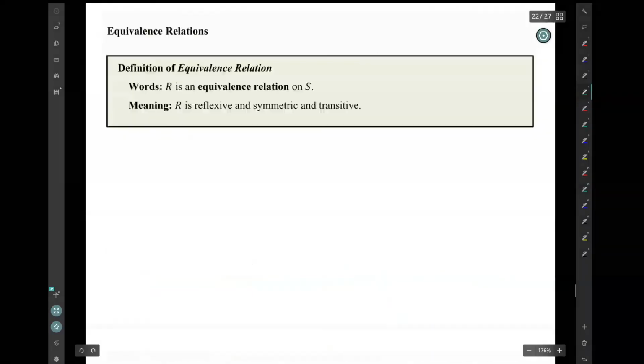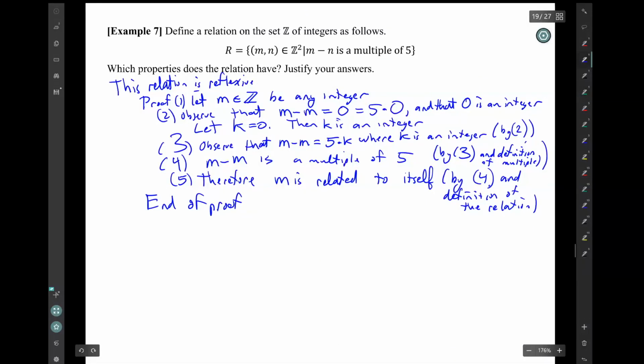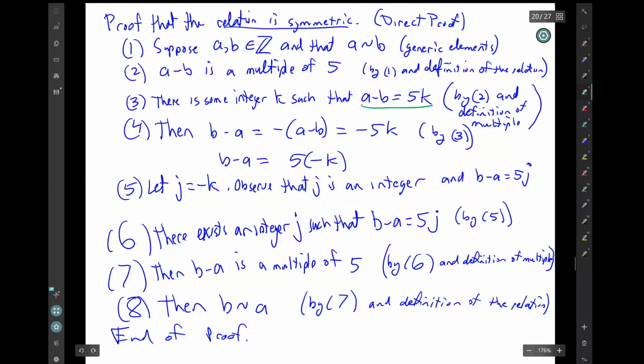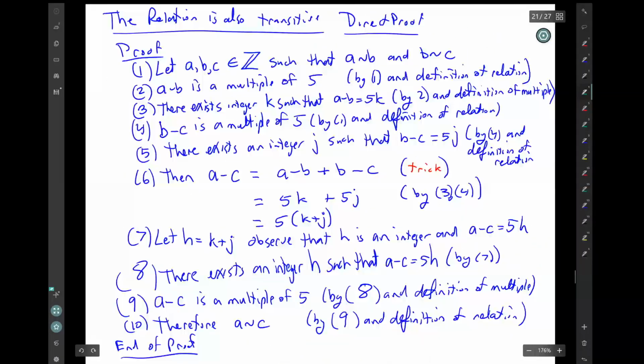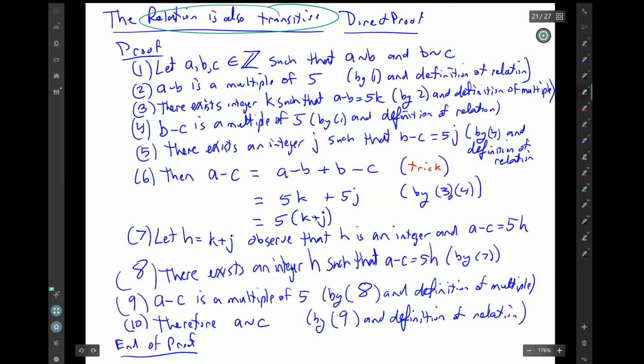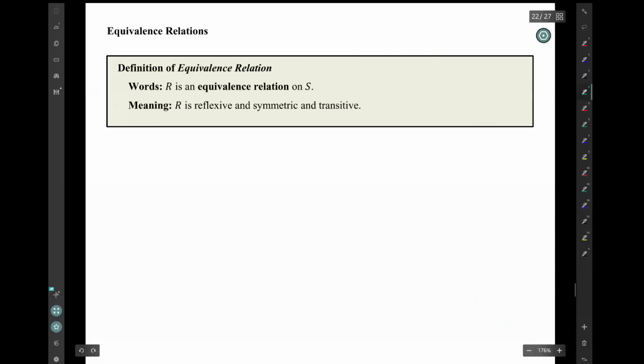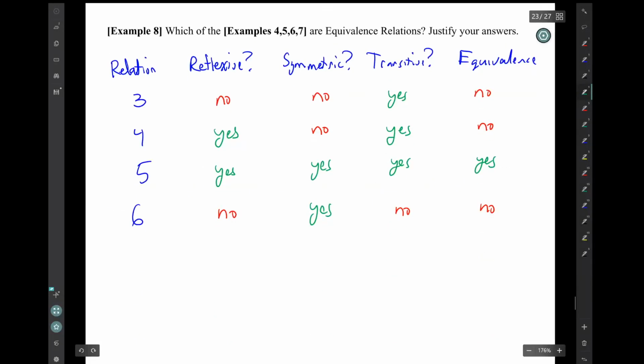And then finally, relation 7. This relation involving the difference of integers being a multiple of 5. Notice that that relation was reflexive. That relation was symmetric, and that relation was transitive. So relation 7 is an equivalence relation.